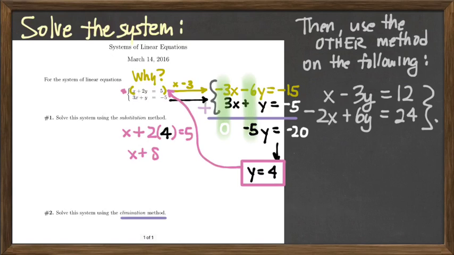And then simplifying the left-hand side and subtracting 8 from both sides gives me my value for x. X equals -3, again, just like we found when we solved the system using substitution.